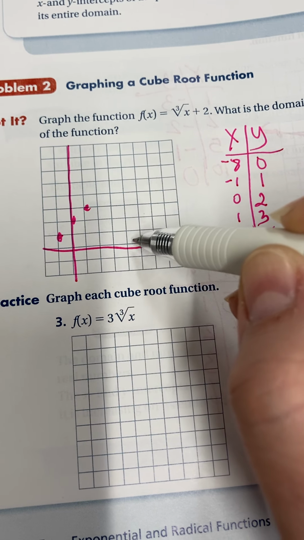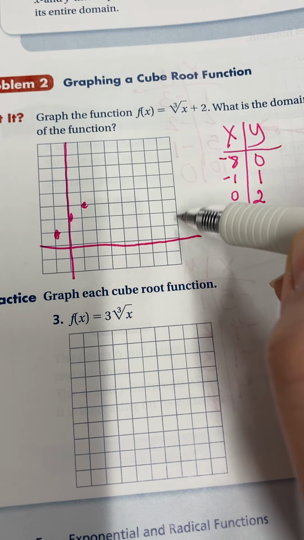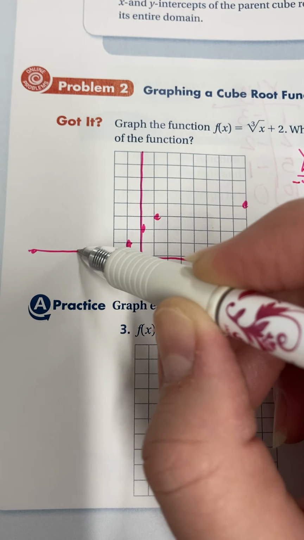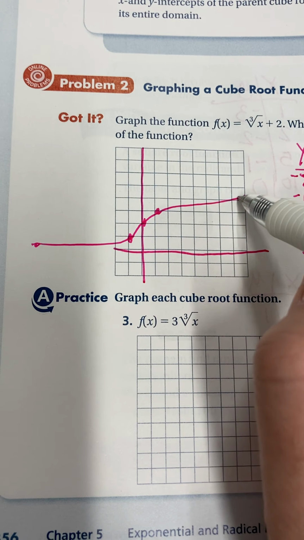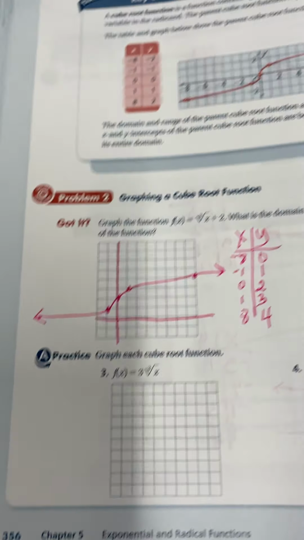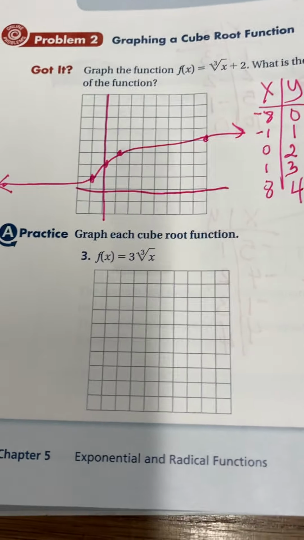1, 2, 3, 4, 5, 6, 7, 8. 1, 2, 3, 4. It would be here. So it's going to go like this with the graph. Okay, the shape of every one of them will look something like that.